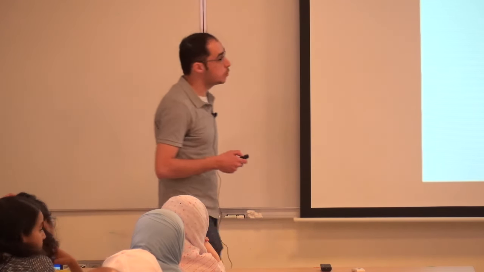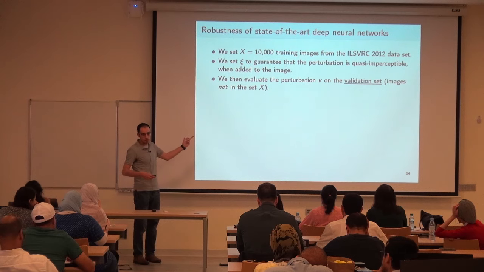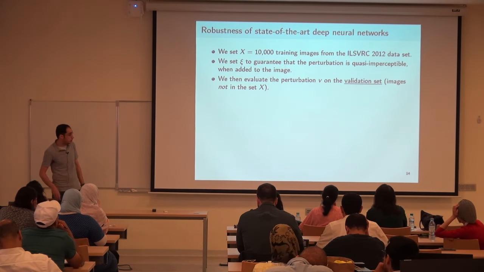Okay, so we can train this universal perturbation on 10,000 training images from ImageNet, and then we set psi to guarantee this quasi-imperceptibility. We set it to be 10/255 with the L infinity norm. And the very important thing here is that we evaluate the perturbation V on the validation set. Okay? All these images that I've shown in the beginning, like the image of a balloon and so on, are not images that were used to train this perturbation V. These are images that are taken outside this set.